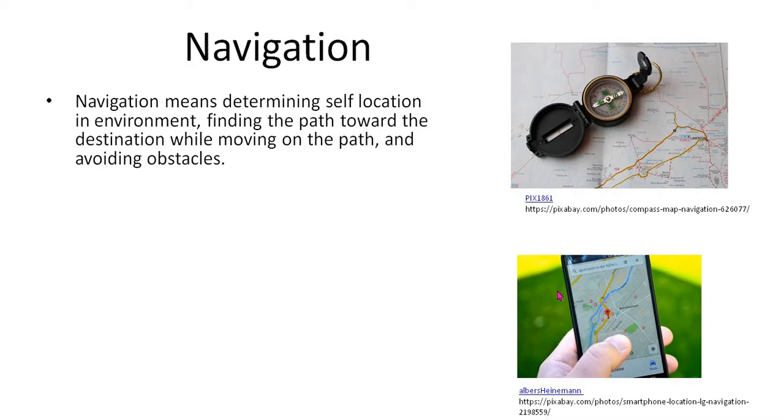Same thing we do nowadays with our smartphones using Google Maps and GPS. So Google Maps provides us the map of the environment, and then we use GPS to locate ourselves on the map. And then there is also a compass that tells us the direction where we want to go, where our destination is located.